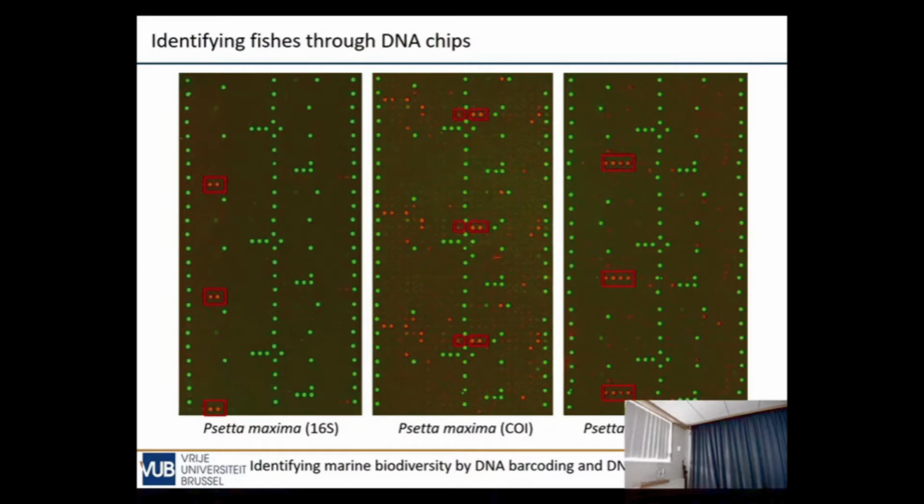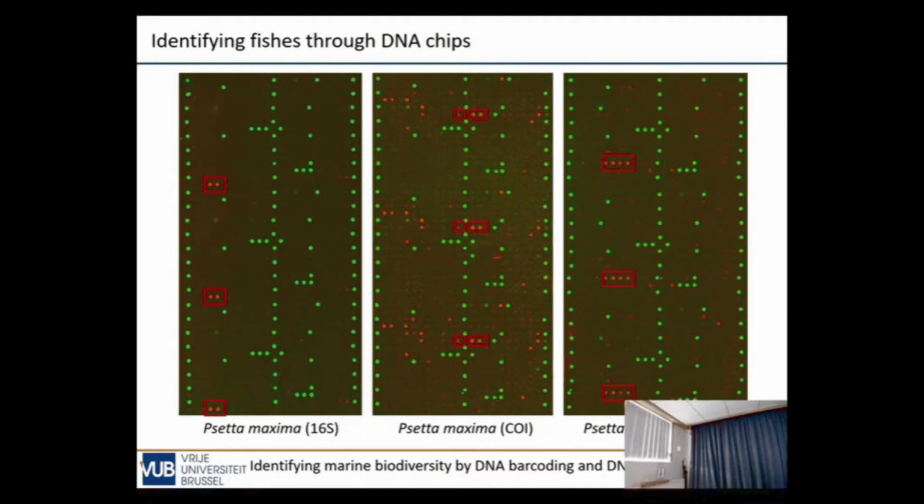So we have here 2 spots with probes for Zeta maxima, the turbid. And when we hybridize the 16S PCR product, which is labeled with the fluorescent dye, we get a positive signal here with the right probes. So we can say this sample is Zeta maxima.